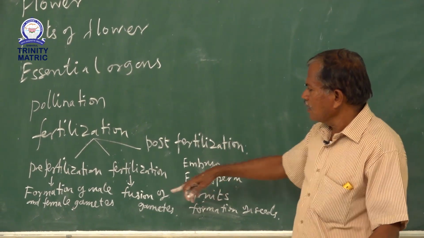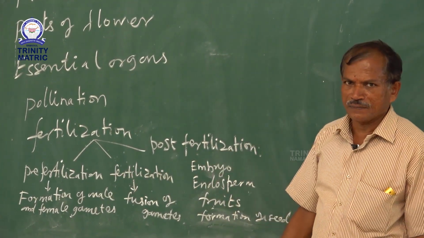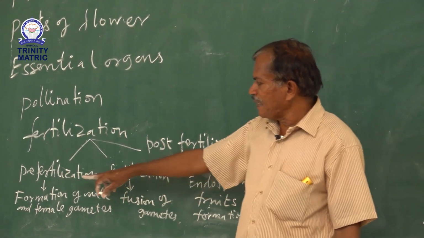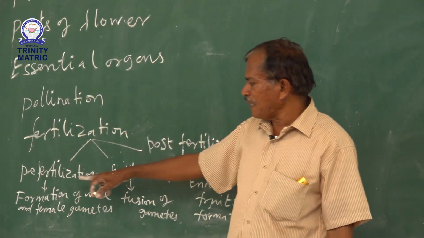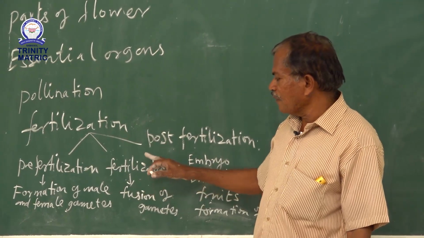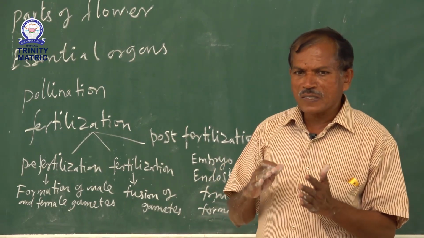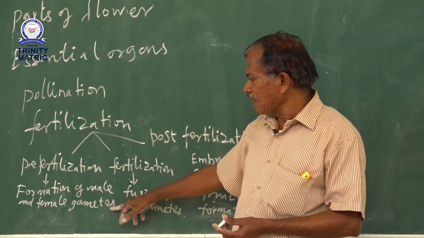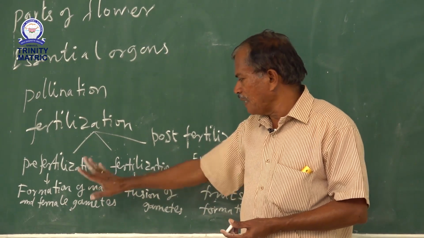Fertilization is also divided into 3 stages: pre-fertilization, fertilization and post-fertilization. What is pre-fertilization? The formation of male and female gametes before the union of gametes is called pre-fertilization. The steps involved in the formation of gametes are called pre-fertilization. That means the events before the fertilization process.